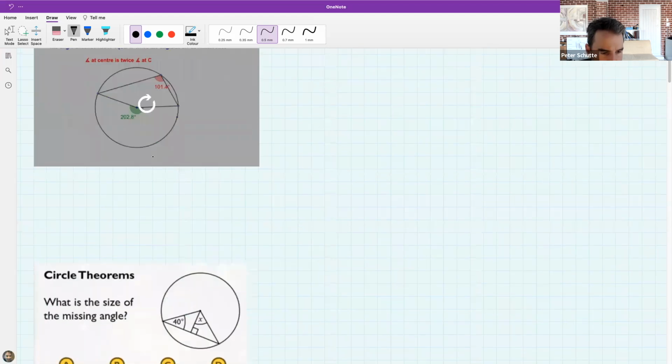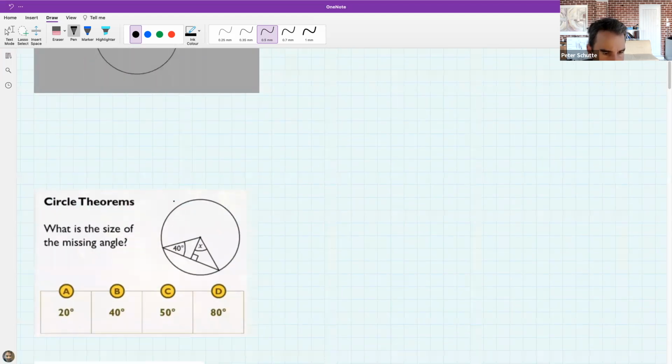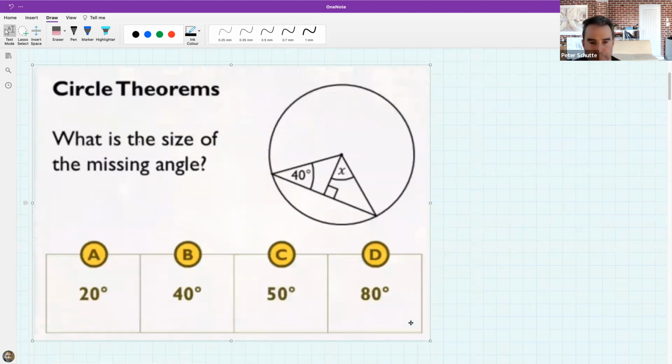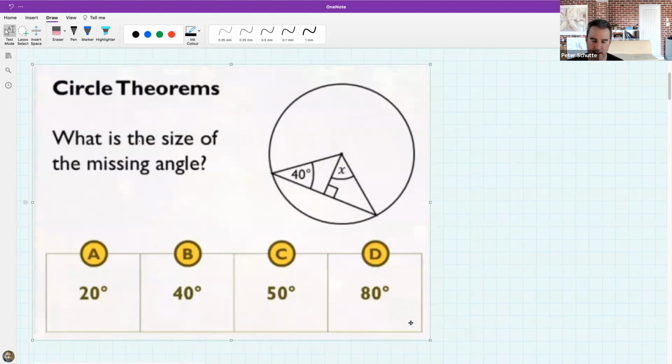Okay, so let us start with a warm-up question about circle geometry just generally. So here is your warm-up question for the day. What is the size of the missing angle? And the missing angle is going to be the yellow one here. It's going to be X. See if you can work out which option is the missing angle X. And ask yourself, what pieces of information might be relevant about this circle?